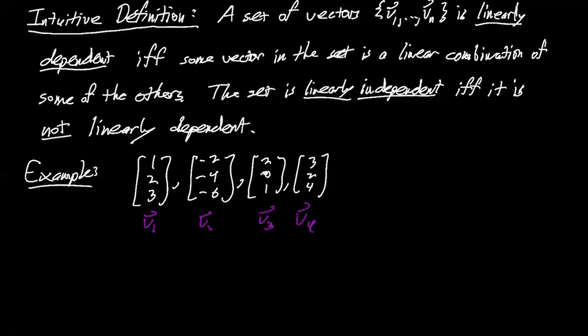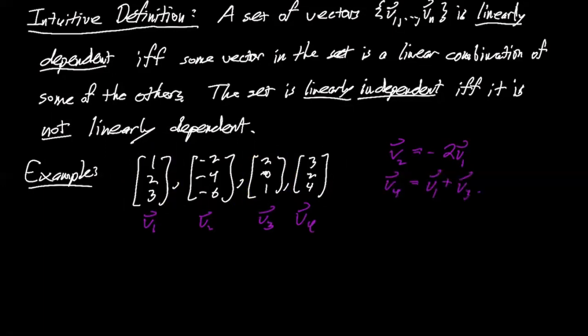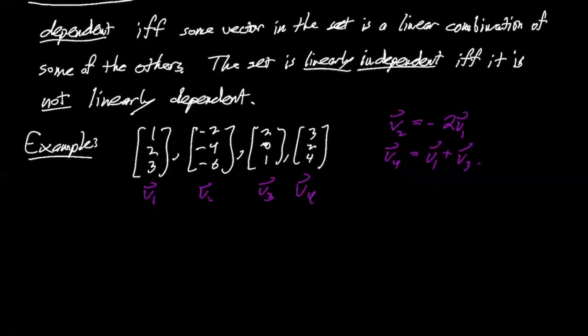And what we noticed last time, with these examples, was that v2 is -2 v1. So the second vector is -2 times the first. But we also noticed that the fourth vector is the first plus the third. So v4 is v1 plus v3. And so that immediately means that the following sets are linearly dependent. So we can write down some linearly dependent sets immediately.